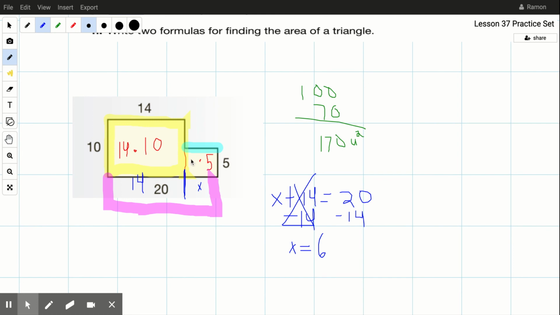Which means we're going to multiply 6 and 5. 14 times 10 is 140. 6 times 5 is 30. And would you look at that? When we add them, we get the same area. So as long as you split them up into rectangles, how you split them up isn't really as important as making sure that you find the appropriate side lengths for each of your new rectangles to add them up.